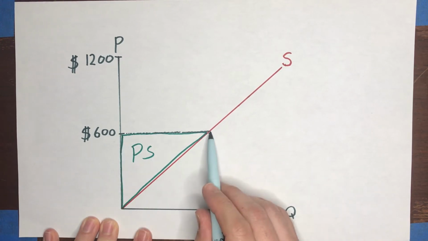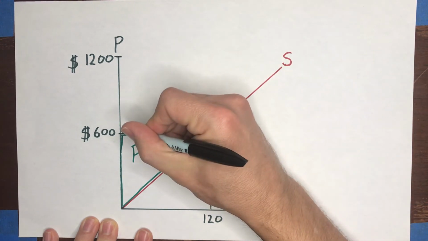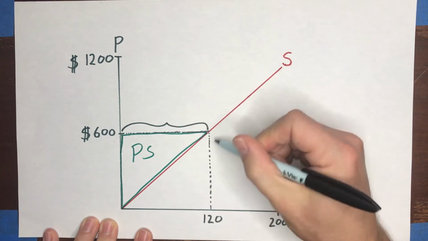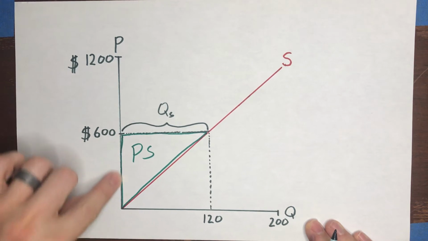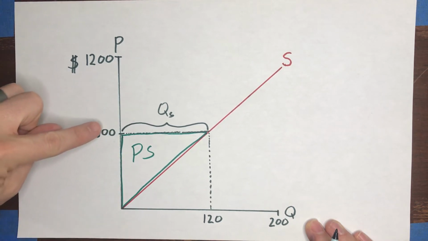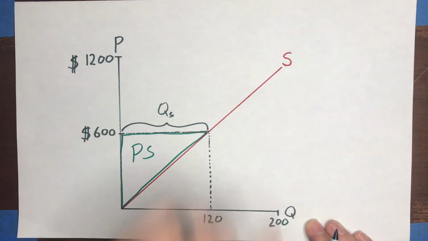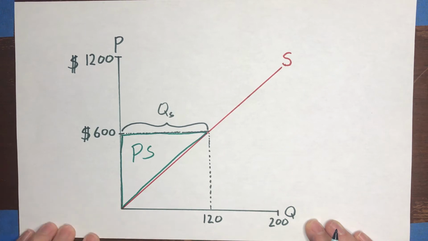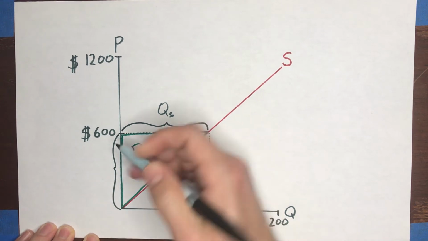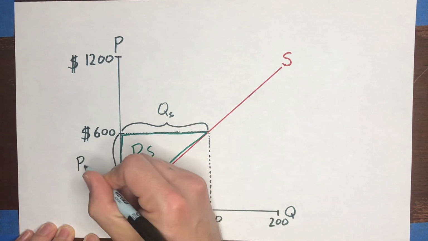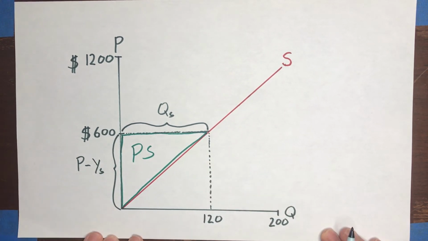So the length of this triangle is just going to be the quantity of units that are supplied at that price, right? Which we know is 120 units in this case. All right, what about the height of this triangle? Well, it's just going to be the distance between the price at which you sell and the y-intercept of the supply curve, which in this case is price of 0. But in general, this distance will be the price, P, minus the y-intercept of the supply curve, which I'm going to call y with an S subscript.